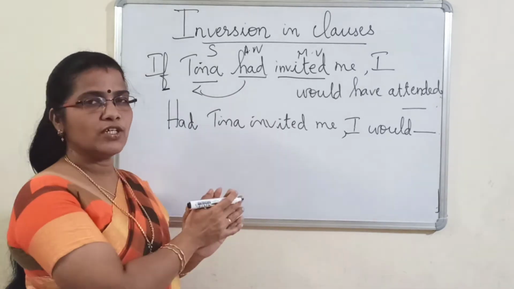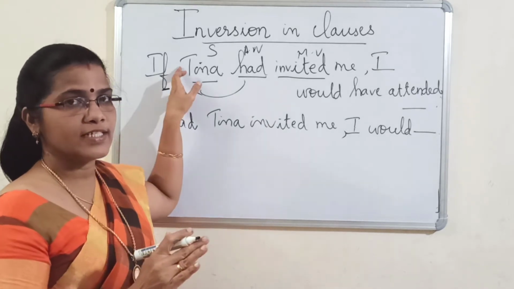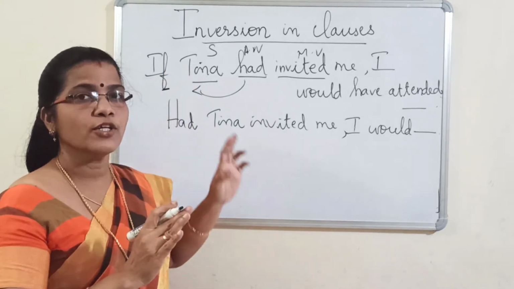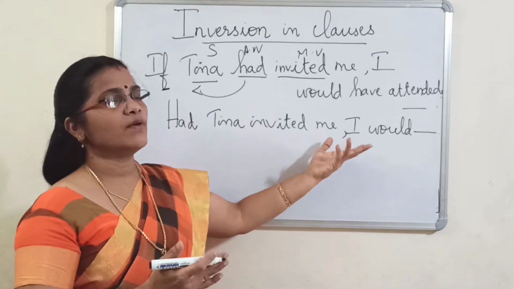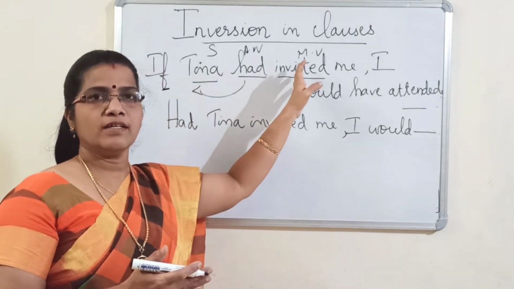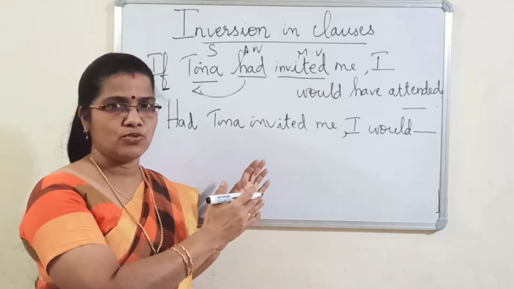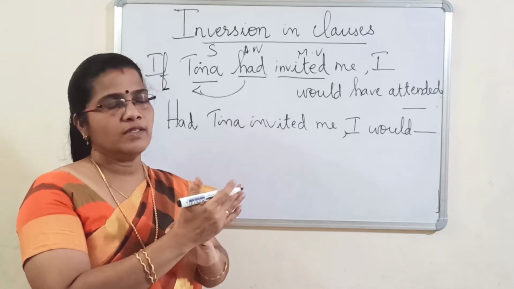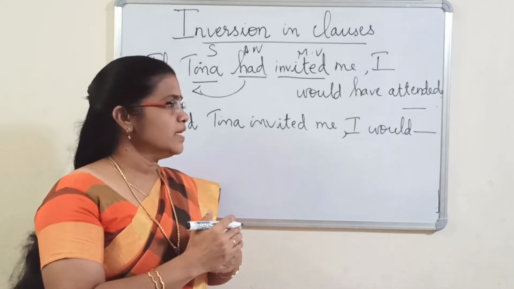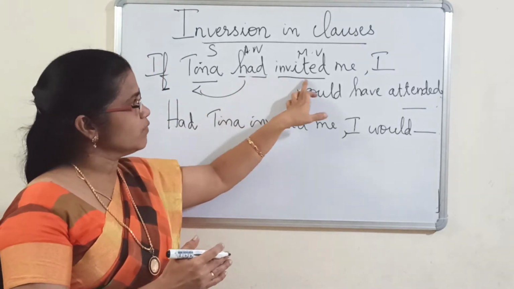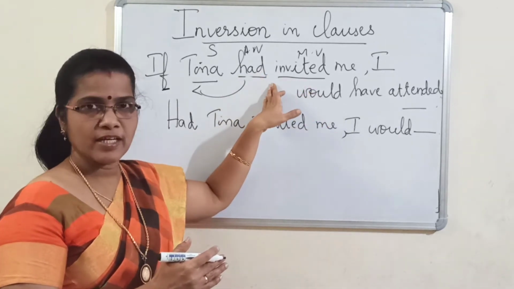So what's the change that you are doing here? You are bringing the auxiliary verb first, and when you do it, you must not use the conjunction if. You have to omit or avoid using the conjunction if. So we say, had Tina invited me, I would have attended. So if you are given clauses like this and you are asked to do inversion, this is what you are supposed to do. You have to change the word order. Similarly, this is an example for type 3. The verb form is had invited, past perfect tense, right? You understood.